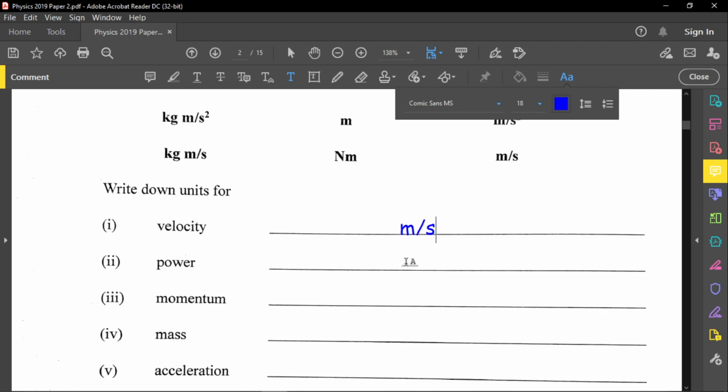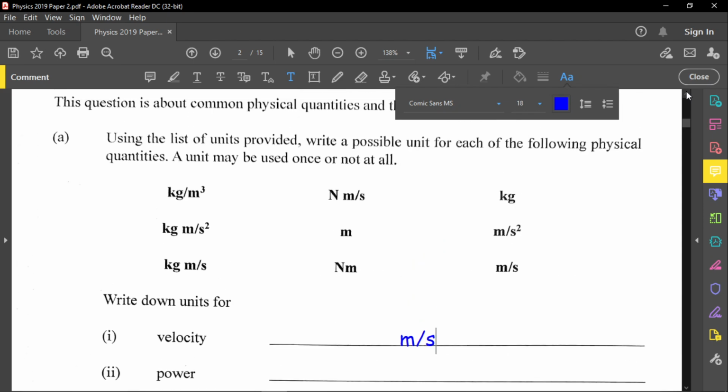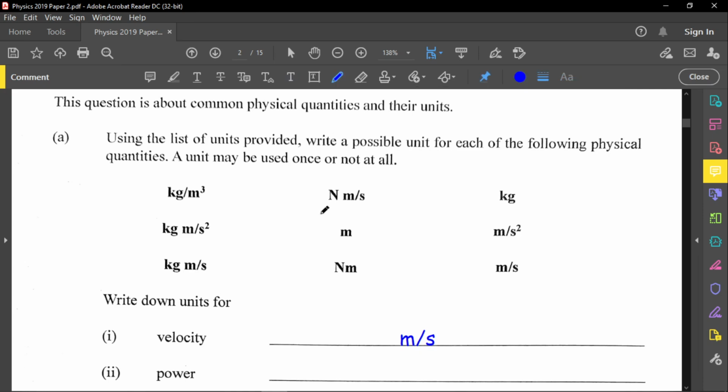Let's go to power. Power is the change of energy over time, or the rate of change of energy, or it is joules per second. So let's see if we have joules per second here. All right, no, there's no joules per second. But let me show you something real quick. Joule is the same thing as work. So therefore, newton meter is the same thing as a joule.